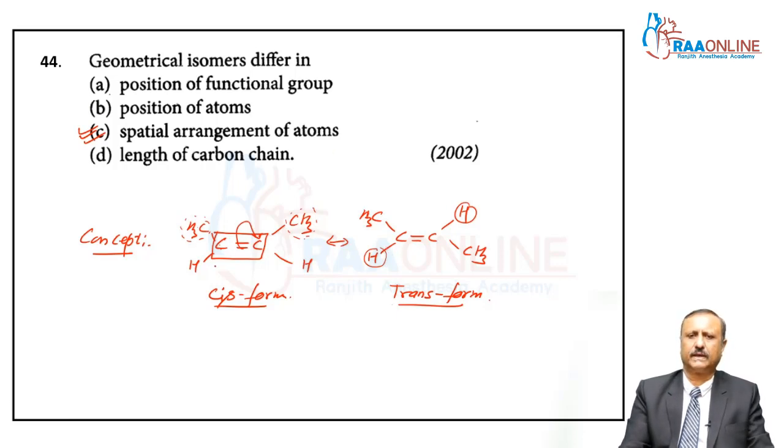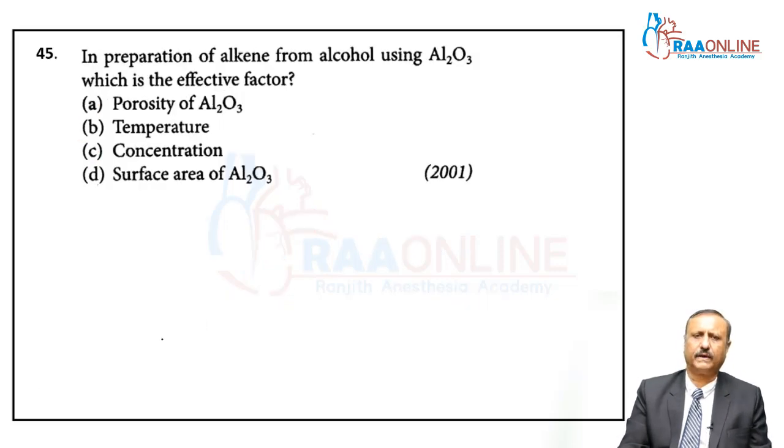Here, my dear students, when you see the position, the position of the CH3 present on 1 carbon atom is not changed. Only the groups or atoms of these compounds change. Now, my dear students, we can go to question number 45, and this question was also asked in the 2001 NEET exam.